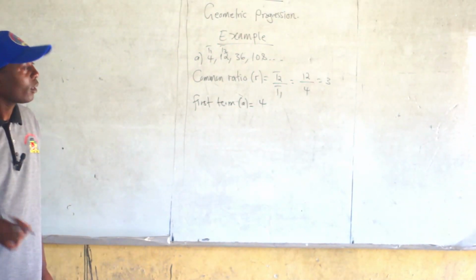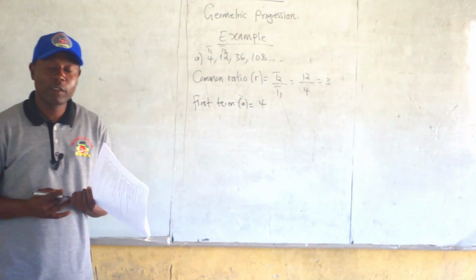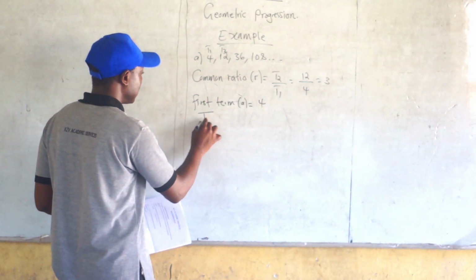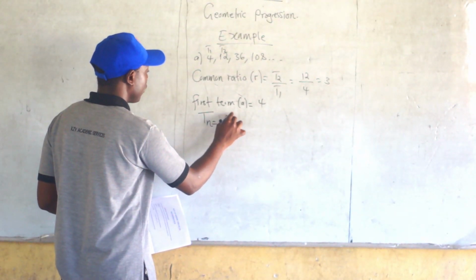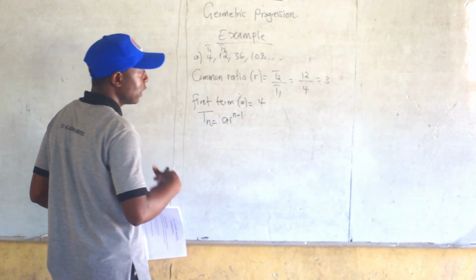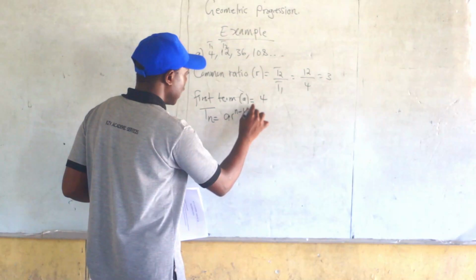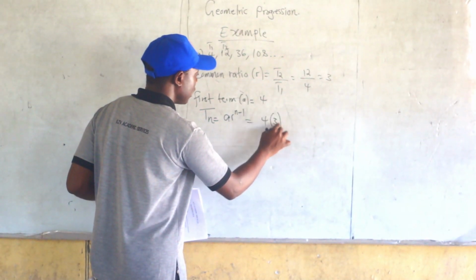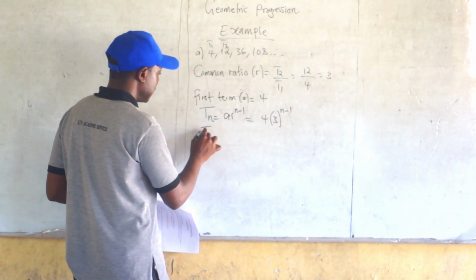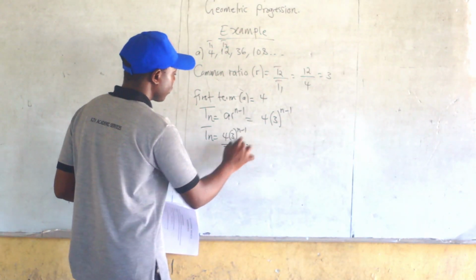And then they are asking us to find a formula for the nth term. How do you find the formula for the nth term? The formula for the nth term is given by Tn equals a r to the power n minus 1. What is our a? Our a is 4. What is our r? Our r is 3. What is our n? n is the nth term. So Tn equals 4 times 3 to the power n minus 1.